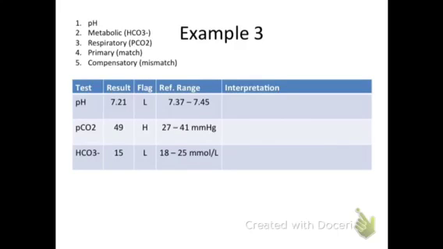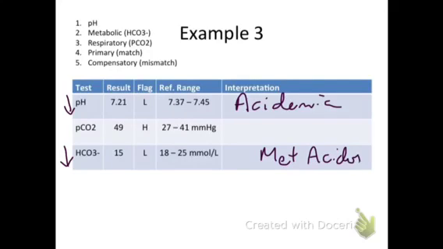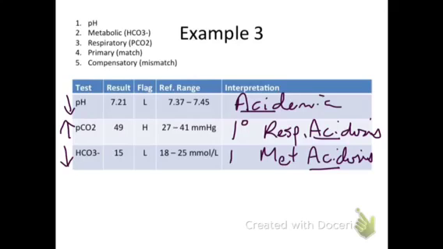In this last example, the decreased pH indicates an acidemia. The decreased bicarbonate indicates a metabolic acidosis, and the increased PCO2 indicates a respiratory acidosis. Both the acid in the respiratory process and the acid in the metabolic process match the acid in the acidemia. So both processes are primary.